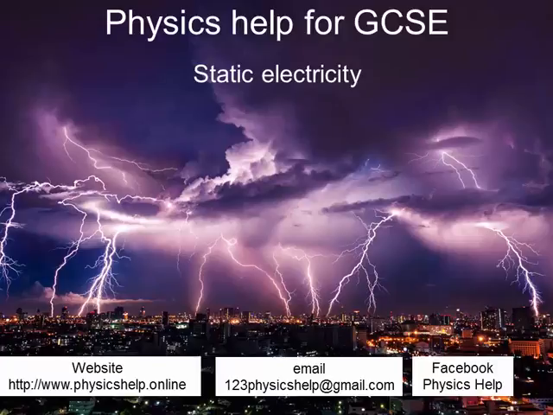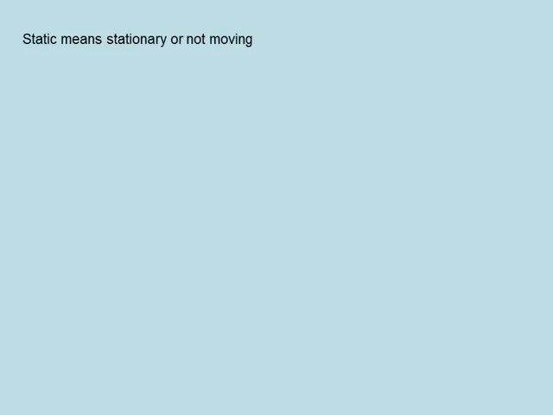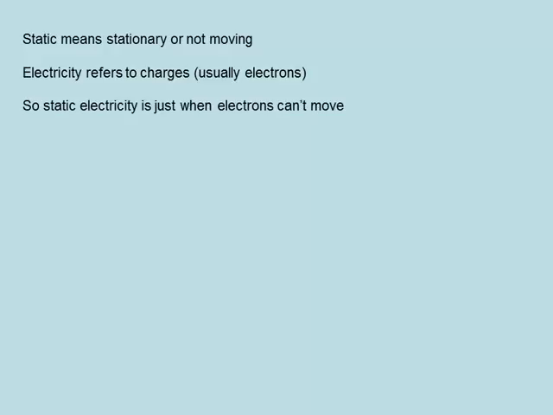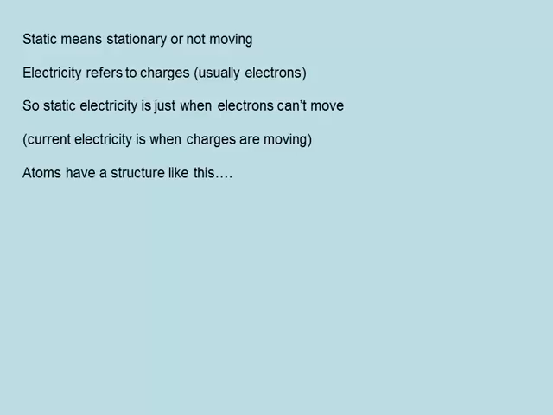Static electricity. Static means stationary or not moving. Electricity refers to charges, usually electrons. So static electricity is just when electrons can't move. Current electricity, incidentally, is when charges are moving.